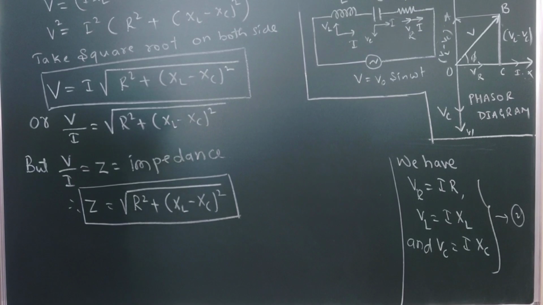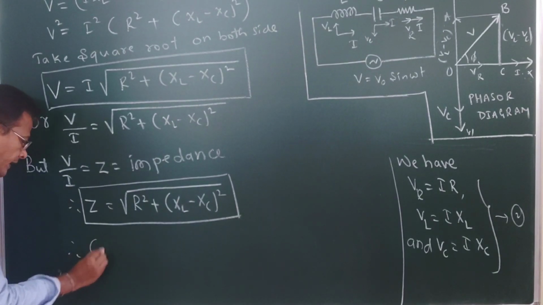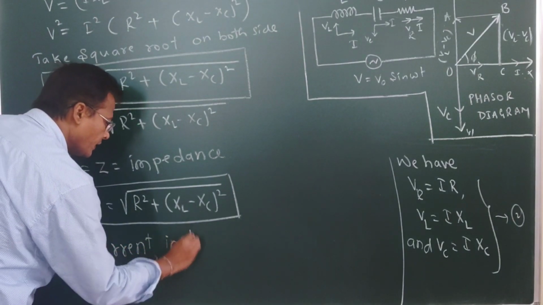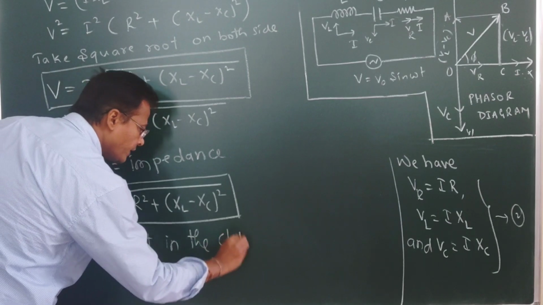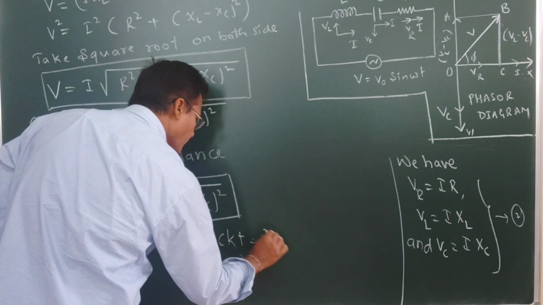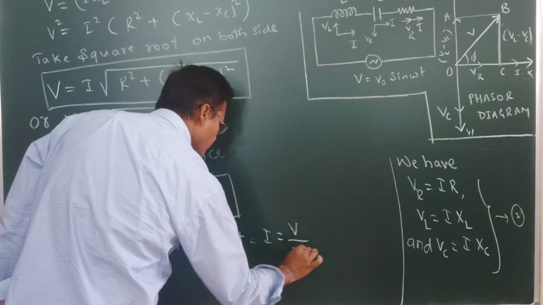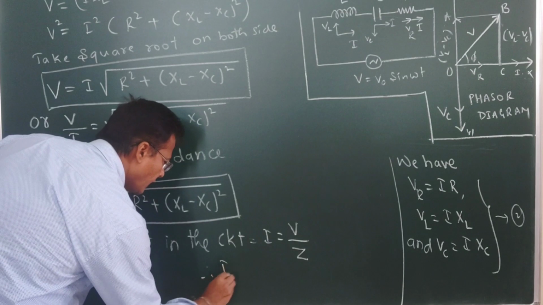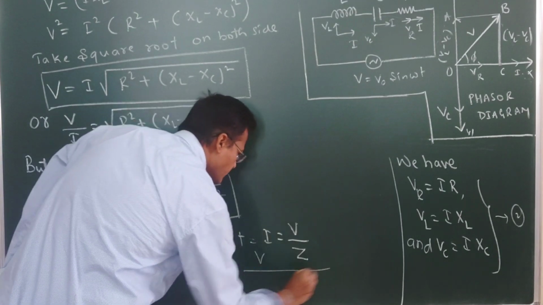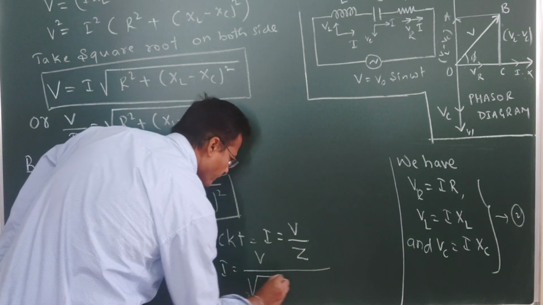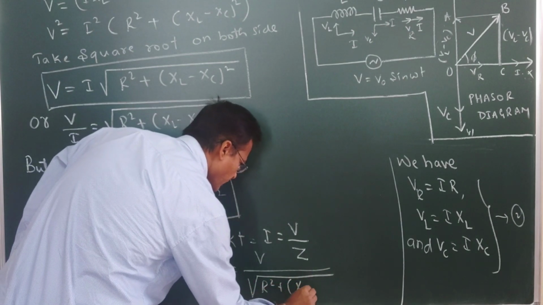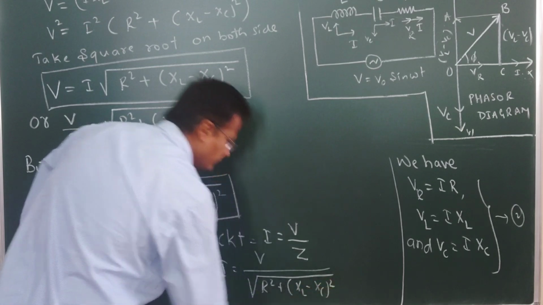Now we are going to calculate the current in the circuit. Therefore, the current in the circuit I equals V divided by Z, that is V divided by the square root of R square plus XL minus XC whole square.